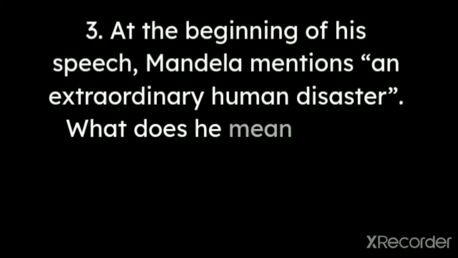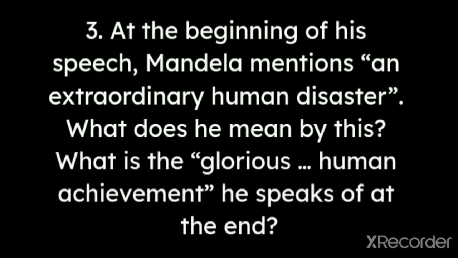So question number three, students, is, at the beginning of his speech, Mandela mentions an extraordinary human disaster. So what was this extraordinary human disaster? All the unfair injustice, prejudice and discrimination that went on for all those years has been referred to here by Nelson Mandela as the human disaster. And what does he mean by this? What is the glorious human achievement he speaks of at the end?